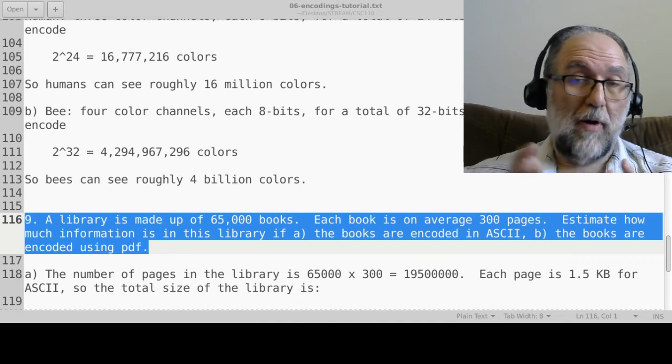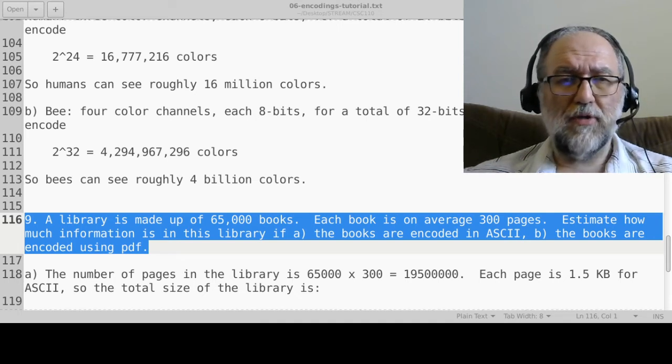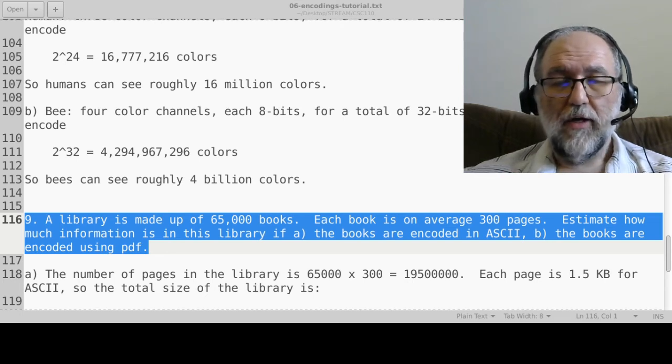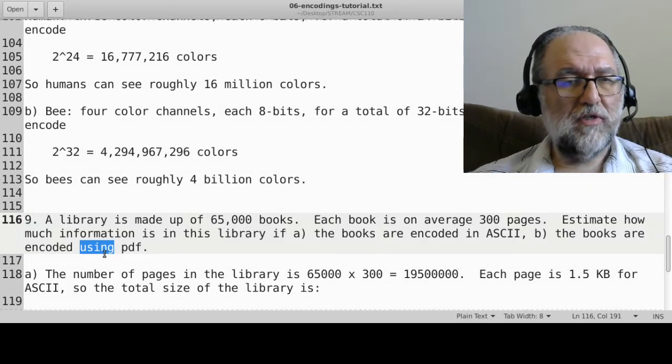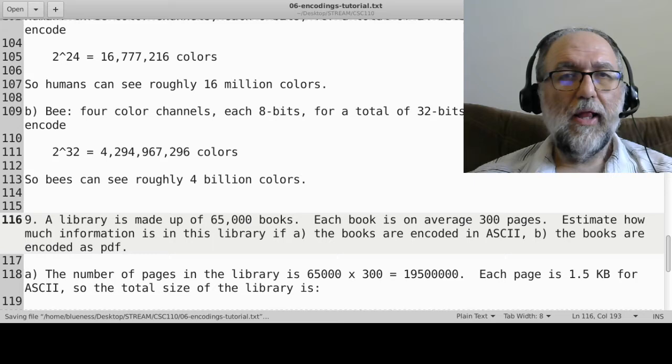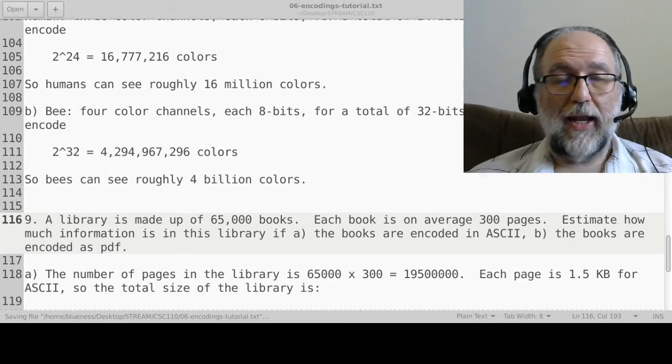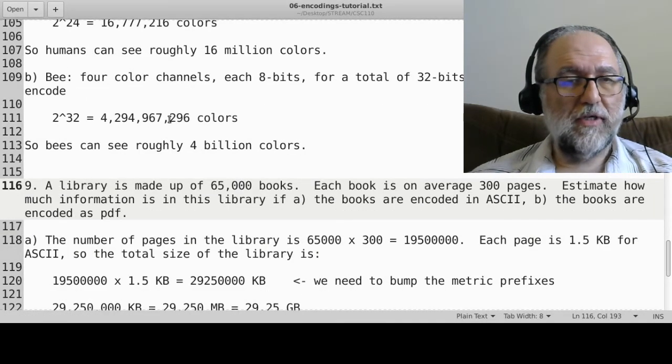Okay, and now part B is do the same, but now pretend that the books in the whole library are encoded as PDF. Okay, actually we don't say using PDF, we usually say as PDF, like that. Okay, and so how big would that library be? Okay, well, let's do part A first.